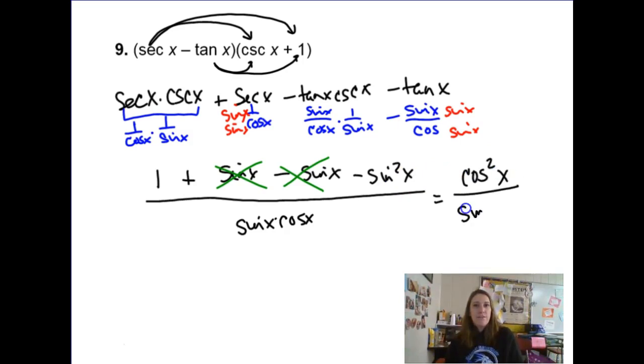And then, if you have sine times cosine still in our denominator, cosine squared is like cosine times cosine. So one of the cosines can cancel out, and you still have cosine over sine, which is our friend cotangent. There, I got it right this time.